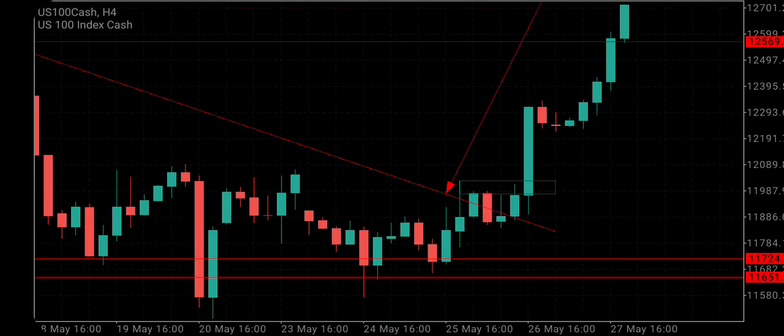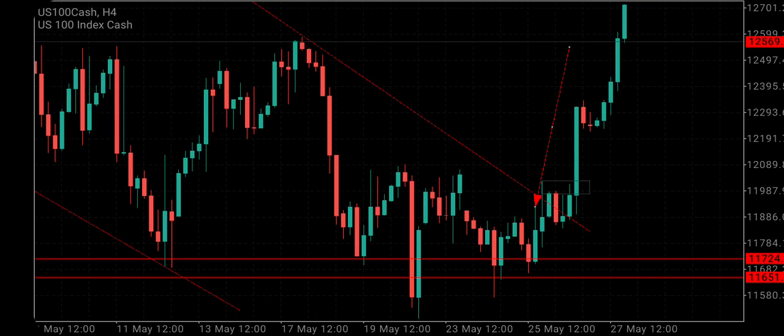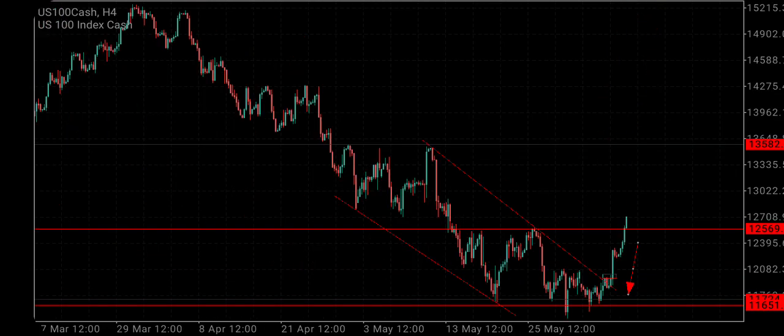Once it broke out of here, you can see that. Let me just make this like that. Once this candle broke out here, this is where I would normally enter my buy from, and just ride it or hold it all the way up. Simple as that. Not even gonna waste any more time.